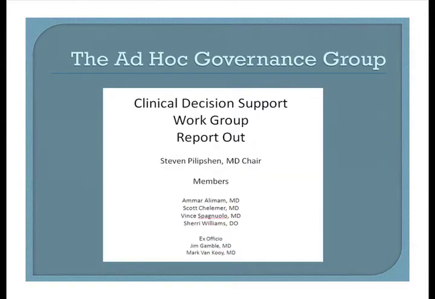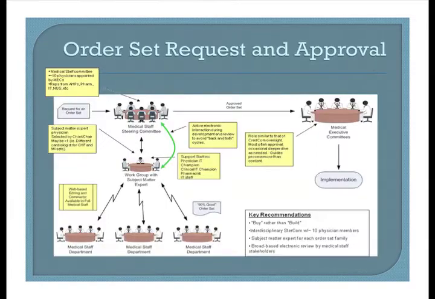So we started out by pulling together a small group chartered by our medical executive committees, 4 physicians, and then the 2 of us in an ex officio role and a chair, to help us design our governance structure. And this is what we came up with. It's going to be a little hard to see from there, but I'll give you the high points in just a minute or 2. And this worked very, very well for us, and it was very lean. What happens is that the order sets are nominated and go through our Clinical Decision Support Steering Committee.